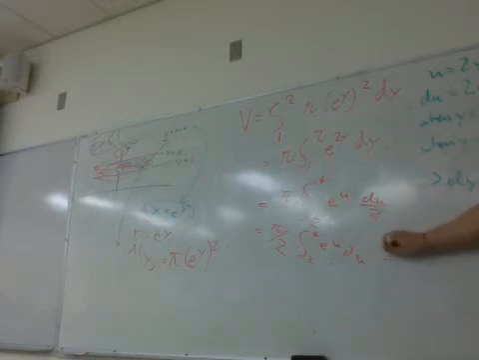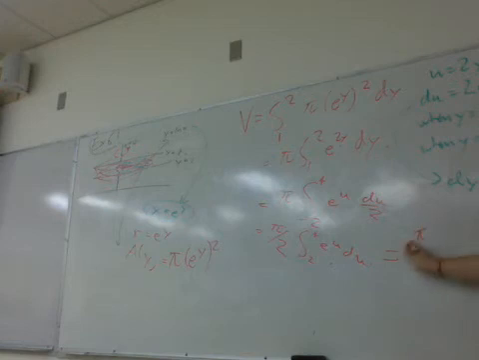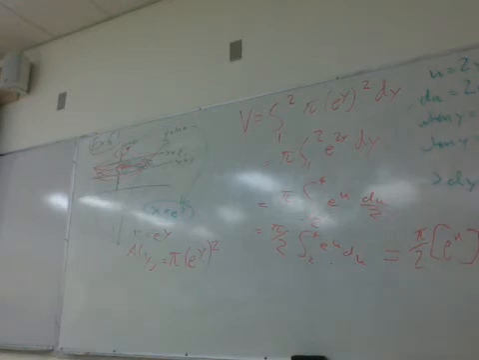If we take the antiderivative of e to the u, it's just going to be e to the u. It's going to be e to the u from 2 to 4. So it's going to be pi over 2 times e to the 4 minus e to the 2. And that's the formula for the volume. Any questions about example 6 here?